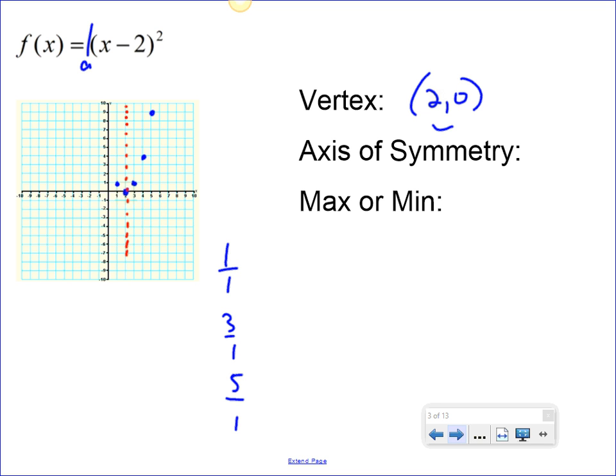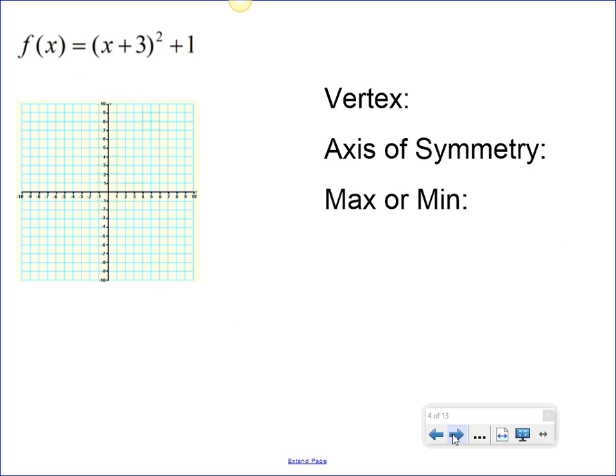So I mirror across here, across to here, across to here, and draw my nice curve, and there you have it. So what are the pieces I'm missing? Well, my axis of symmetry, yes, you're right, x equals 2 in this case. What do I have in this case? I've got another minimum. And what is that minimum? That minimum is 0 when x equals 2. Okay, hopefully this is making sense to us as we keep moving here.